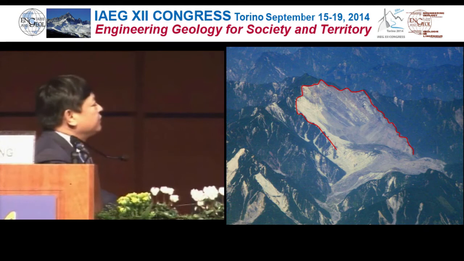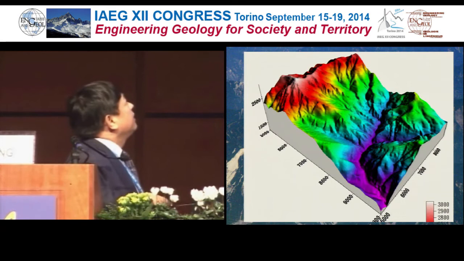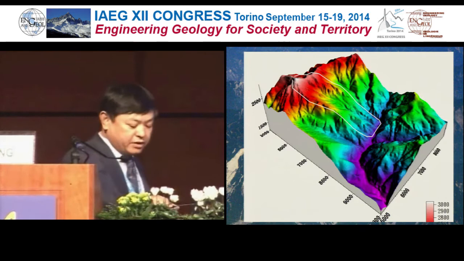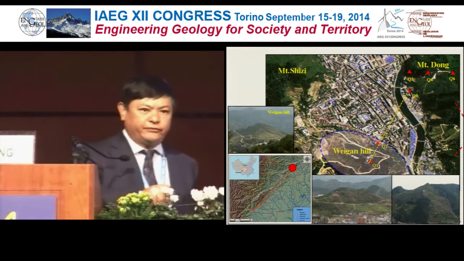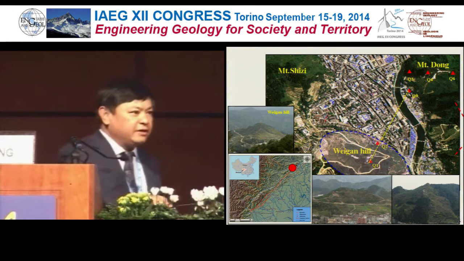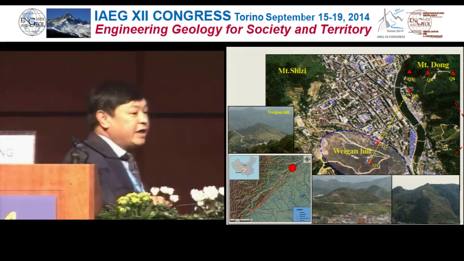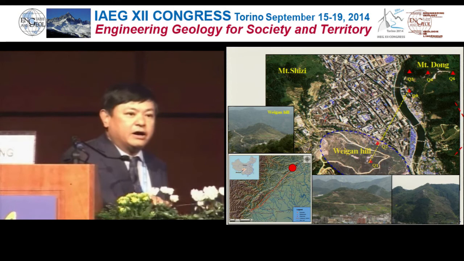So you can see this is a street DEM, and the boundary is along the ridge line of the mountain. In order to prove the significance of the topography, we installed a lot of seismographs in another area. We want to understand the dynamic response of the slope during earthquakes.